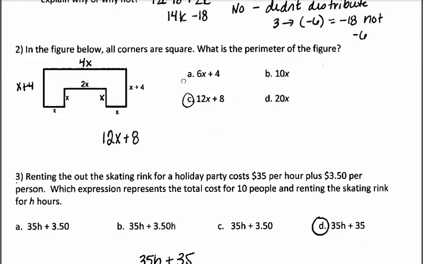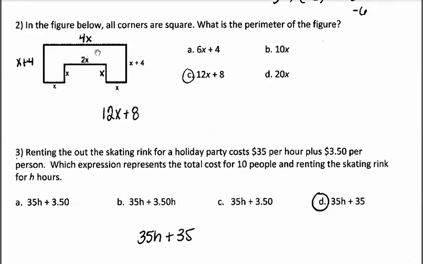Okay, when we're looking at number 2, we're looking at perimeter. So I have x here, I have x, or 2x here, and I have x here, which makes this top part 4x. I also have this x plus 4, which also is on this side. They have the same length.